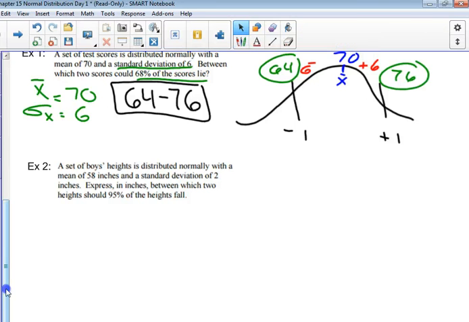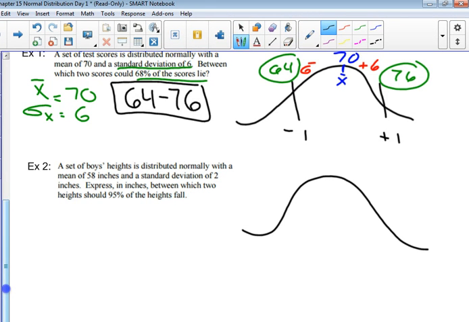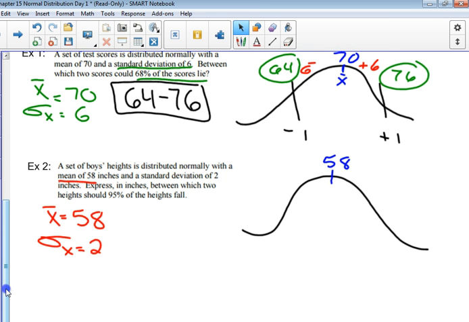A set of voice heights is distributed normally. Okay, so we're dealing with our little curve looking thing here. The mean is 58 inches and the standard deviation is 2 inches. All right, where do we want to put the 58? In the middle. Awesome. The mean is always going to be right in the middle. And it tells us our standard deviation is 2. Express in inches between which two heights 95% should fall.